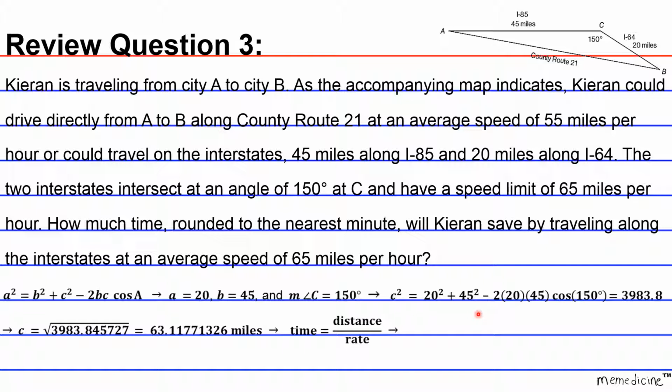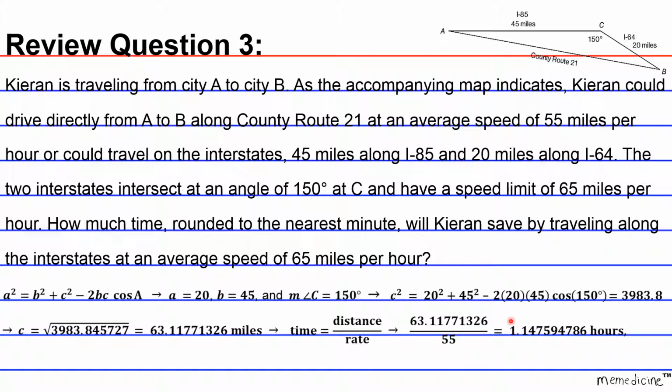So when you plug in your known information, you're going to plug in the known distance of 63.11771326 miles for County Route 21. I actually know someone who lives on County Line Road, so I keep on saying that because it's familiar in my memory bank. Divided by the rate. How fast are we traveling along this county route at 55 miles per hour? So that's what we put down here, and you do the math.